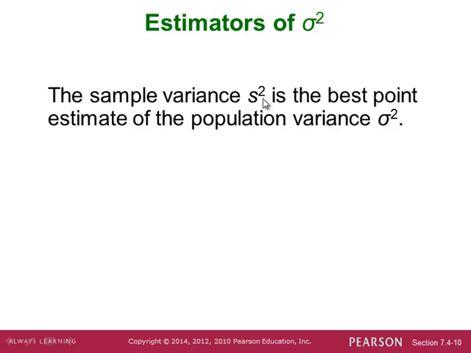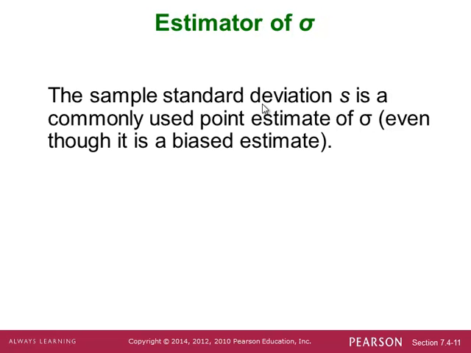We're going to use s squared as the best point estimate of the population variance because it's an unbiased estimator. And by the way, sample standard deviation is a commonly used point estimate of sigma, but it's not necessarily the world's best, but it's easy to use and it's commonly used, but it's not an unbiased estimator. You would think that it is because of the fact that s squared is an unbiased estimator of sigma squared, but s is not an unbiased estimator of sigma.